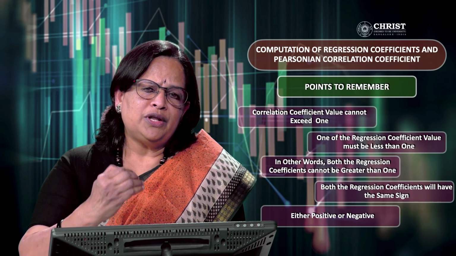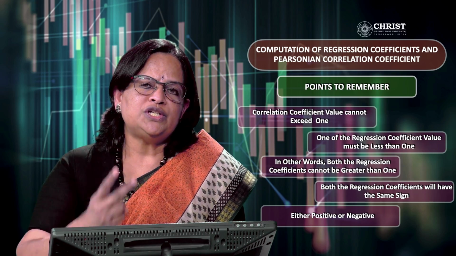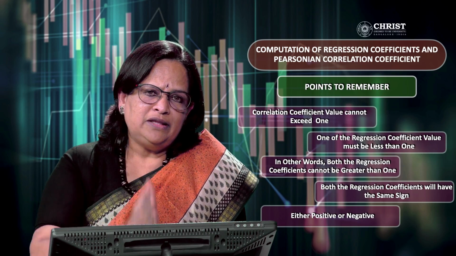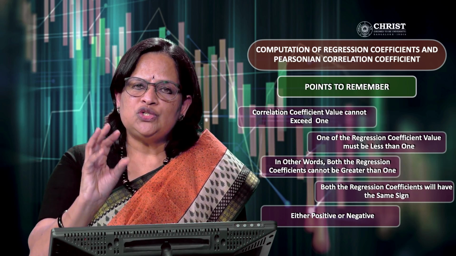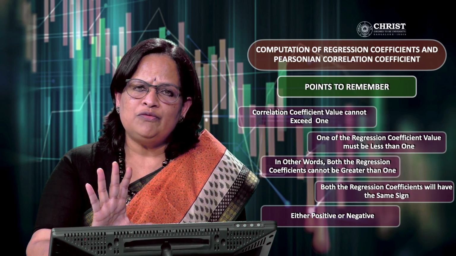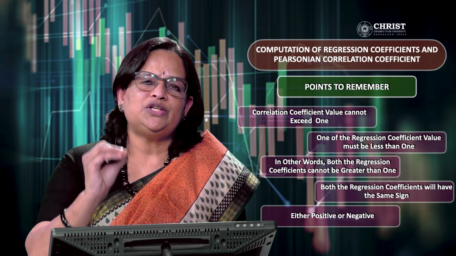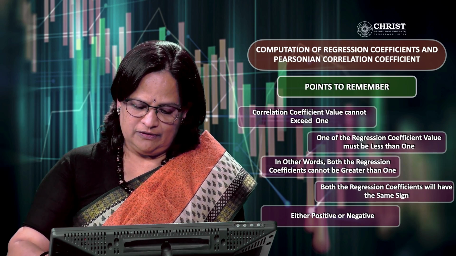And another important rule is, both the regression coefficients will have the same sign. It will be either positive or negative. So if you are getting different signs, there also you can make out that your calculation went wrong. So you have to recheck the calculation and correct it in the exam hall itself.